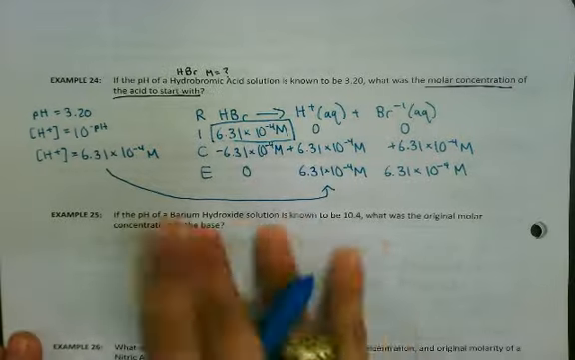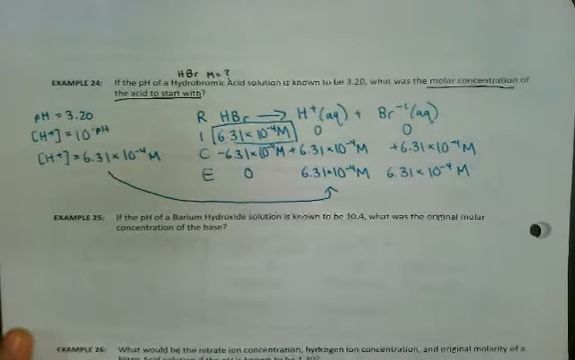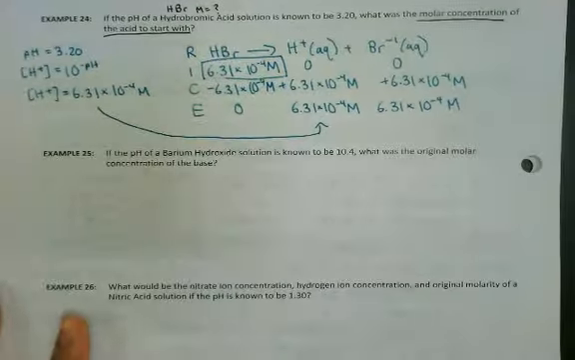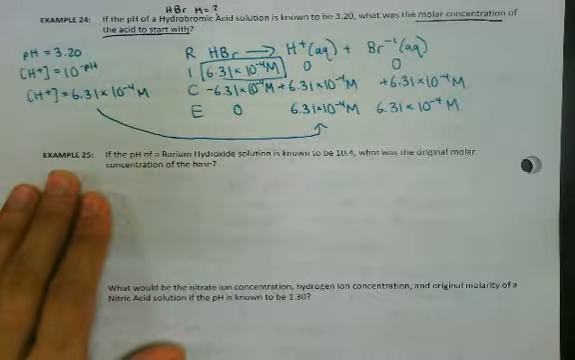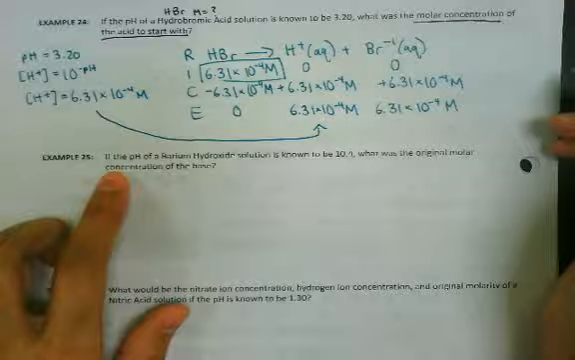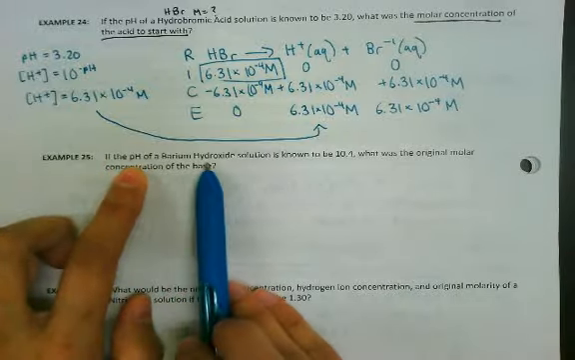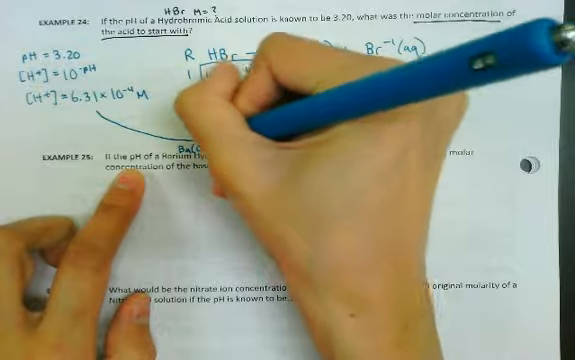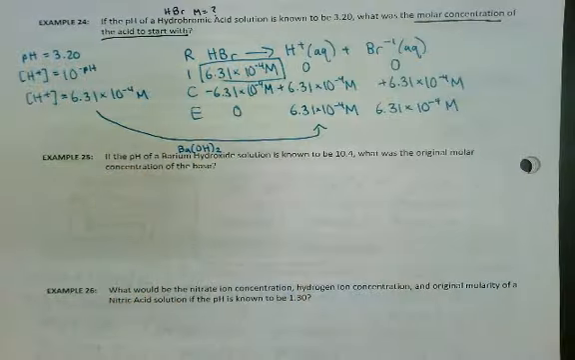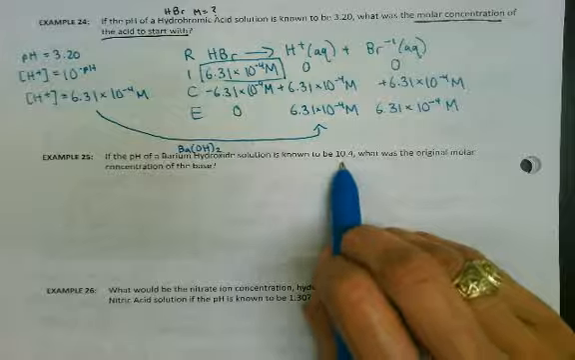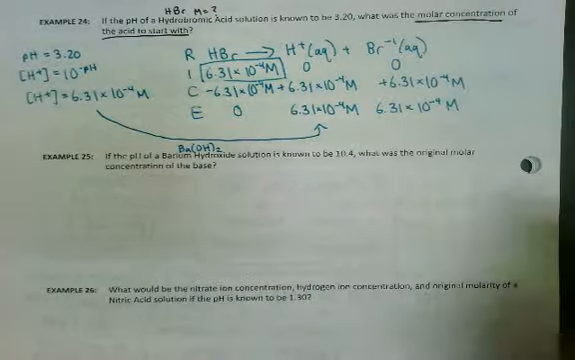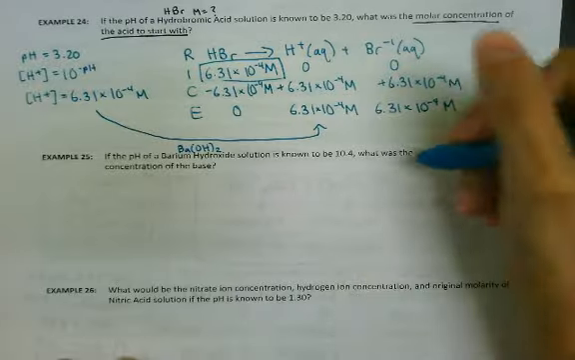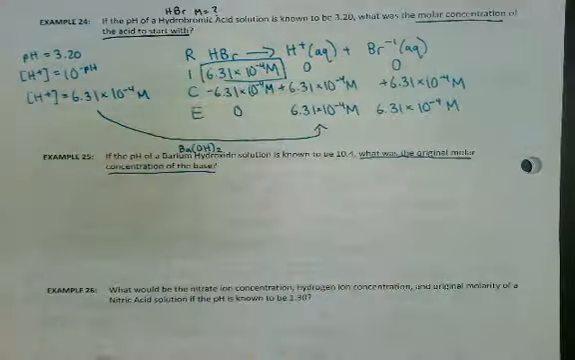Let's use a base instead, okay? So the next example we're going to do together, example 25 here, we are given the pH of a barium hydroxide solution. Okay, so barium hydroxide is this guy. And we know that pH is 10.4, which makes sense, it's a base. And we want to know what was the original molar concentration of this base.